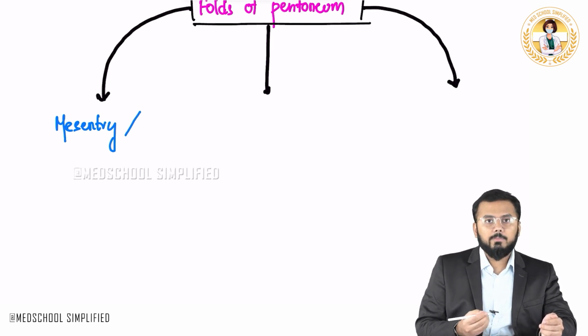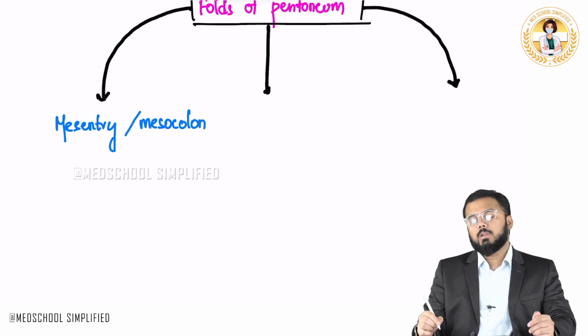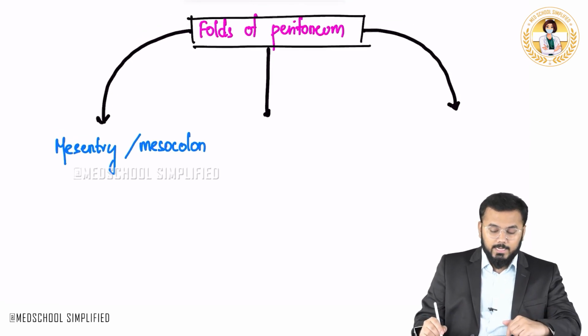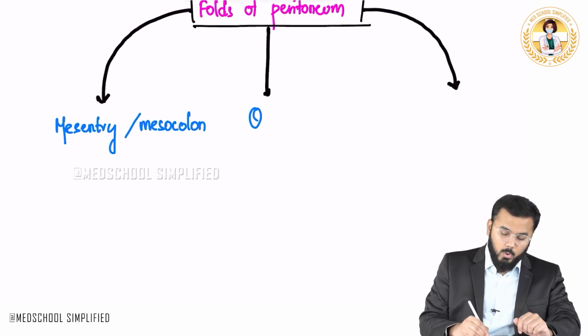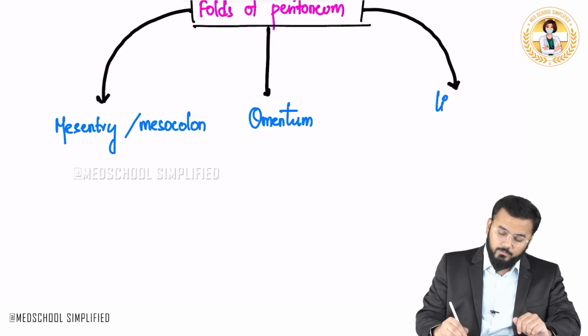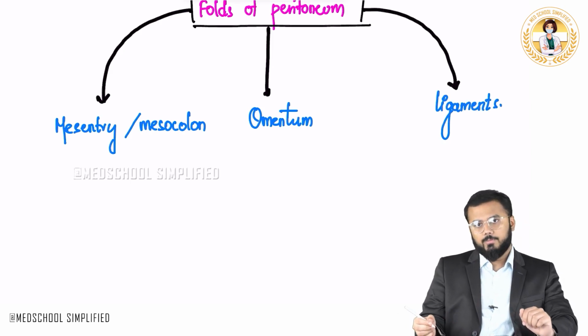What is the other name for mesentery? Mesentery is also called mesocolon. In your textbooks it will be so, so don't get confused by that. Mesentery is nothing but mesocolon. The next important fold you have got is the omentum. And the third important fold you have got is the ligaments. So there are three important folds of peritoneum.